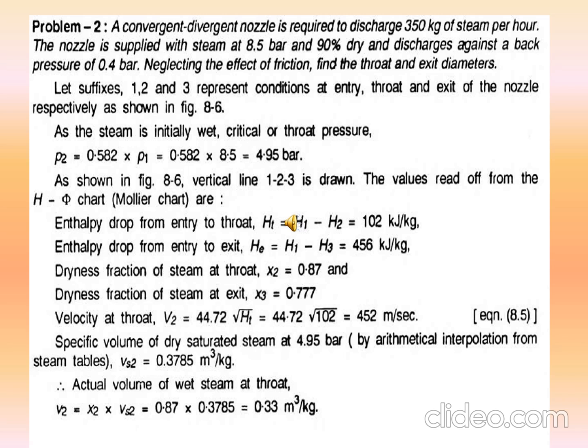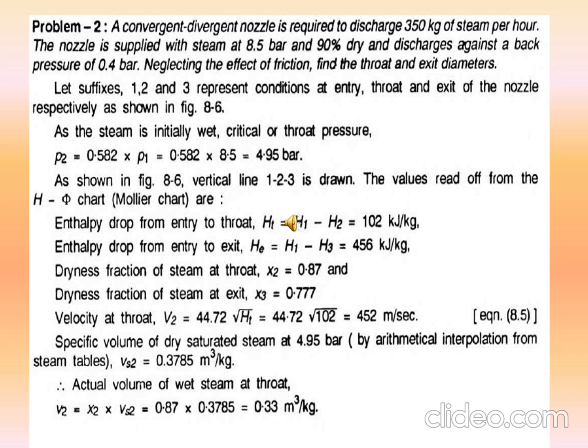Then point P2 you already got, which is 4.95 bar. So you can take 4.9 or 4.5, that will be where the intersection point is. That is our P2 point. From that point you have to get the H1, H2 and H3 values.